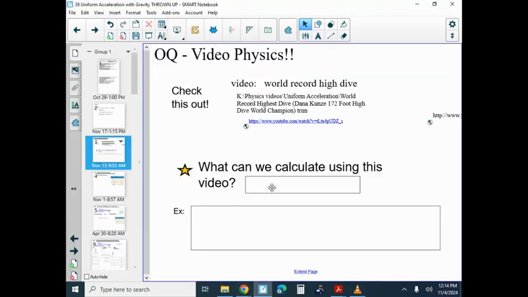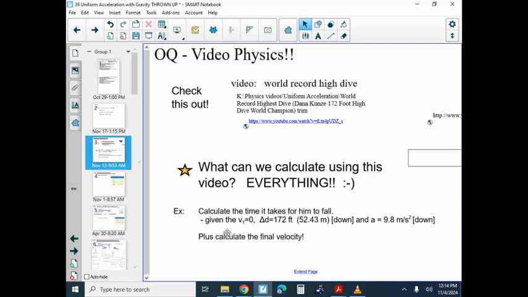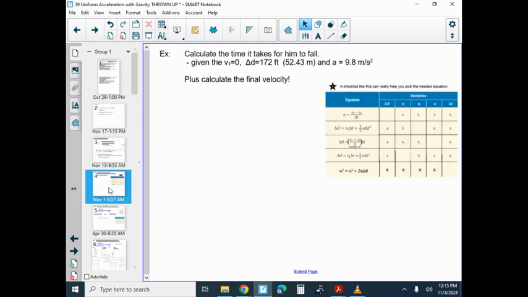Anyways, so what can we calculate from this video? And the answer is basically everything, because we understand physics, right? So we are given the initial velocity. We know the displacement, the minus 172 feet that he fell. Convert that to meters, it's 52.43 meters. Who cares? We'll just use it. And we know the acceleration down due to gravity, right? So we can calculate the final velocity, and yeah, pretty much it, right? We measure the time.